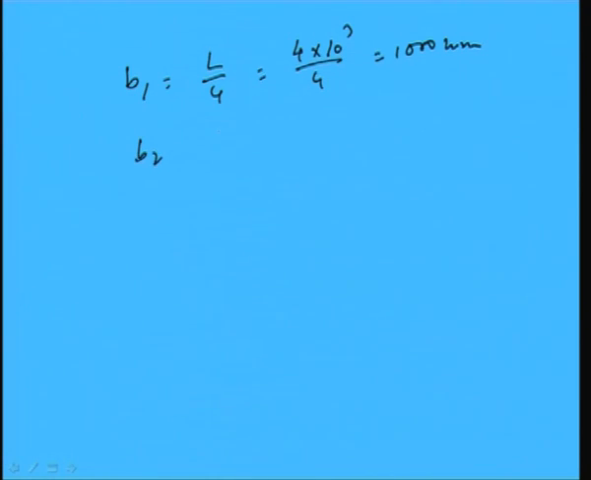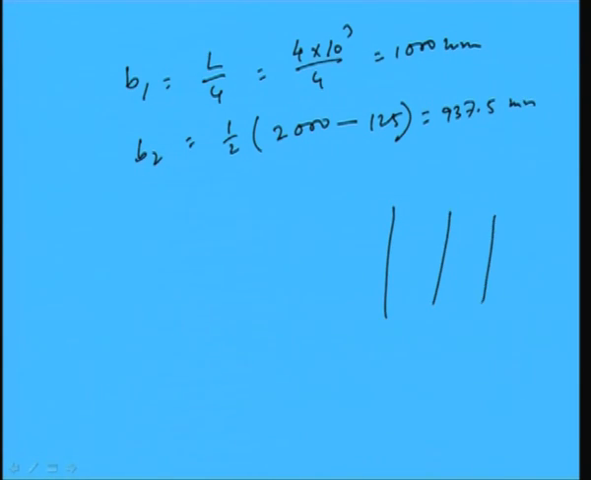And another, from another point of view, that will be half of the spacing, means center to center distance of beams supporting slab was 2 meter. So 2 meter means 2000 millimeter minus the B value is 125, the flange width. So this is becoming 937.5 millimeter, because if we see the beams are placed like this. So these are 2 meter.